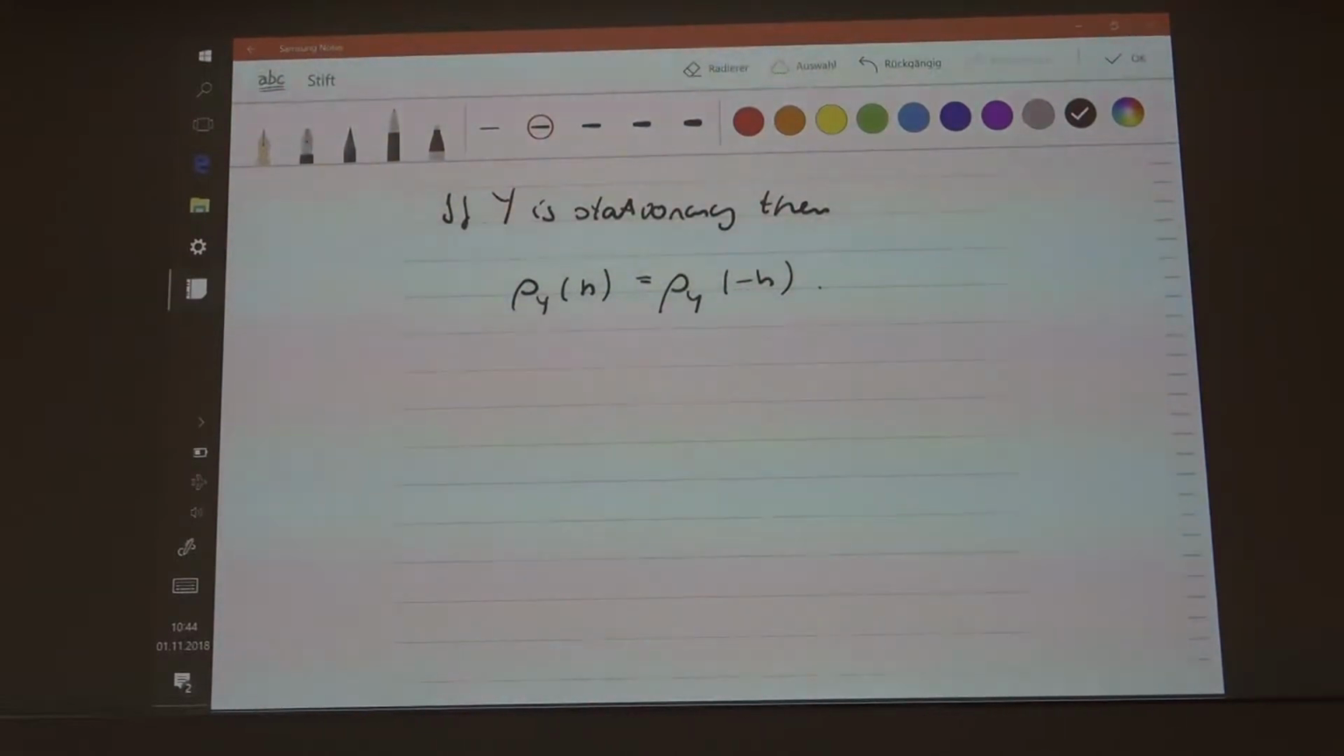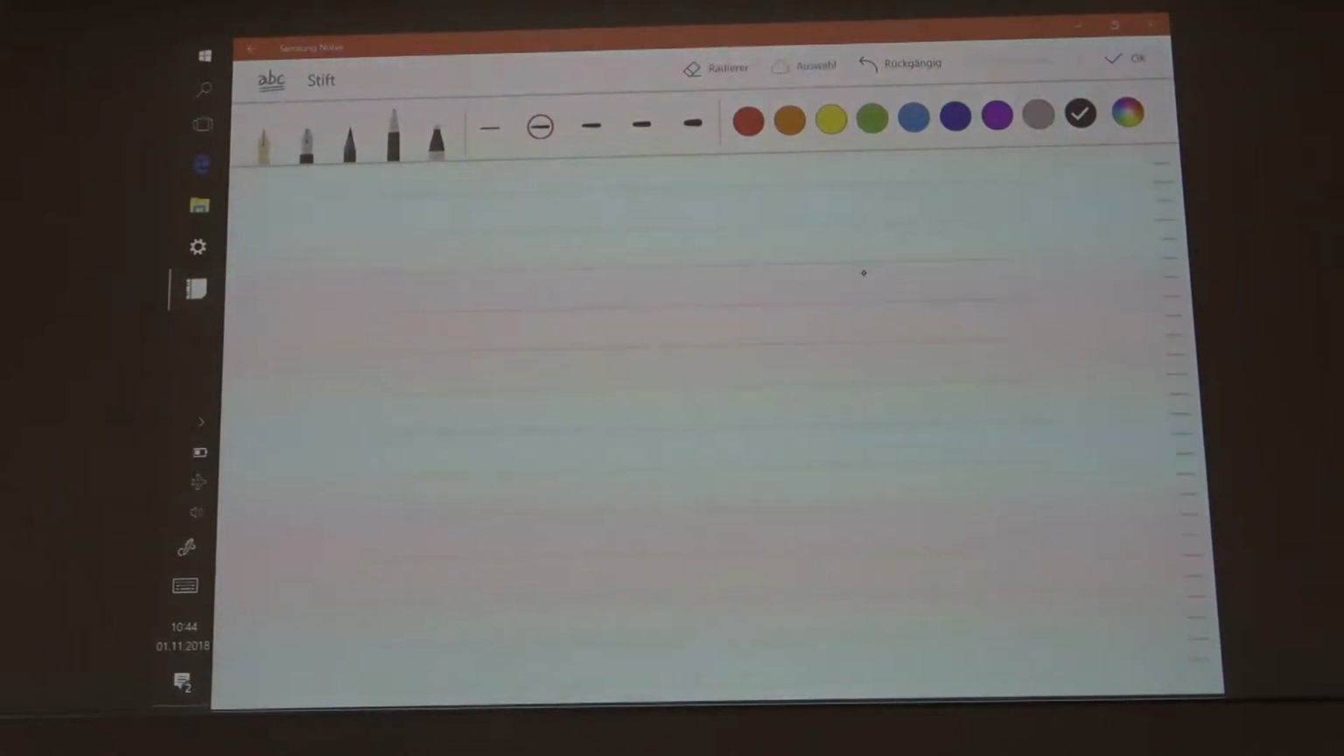Okay? Of course, so the autocovariance is symmetric and whatever. So stationarity means that the autocovariance does not depend on time, so you can use that for the correlation too. Okay? Good. Now, let's just consider exercise 2.3.